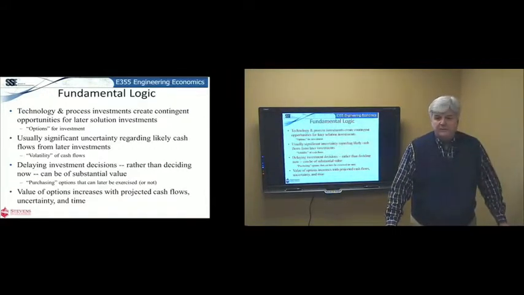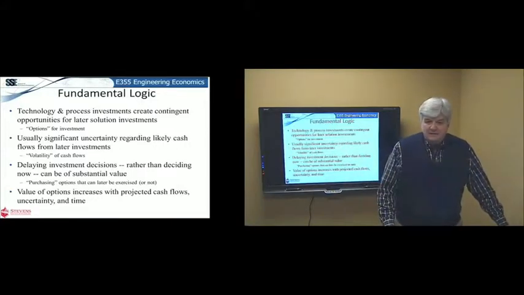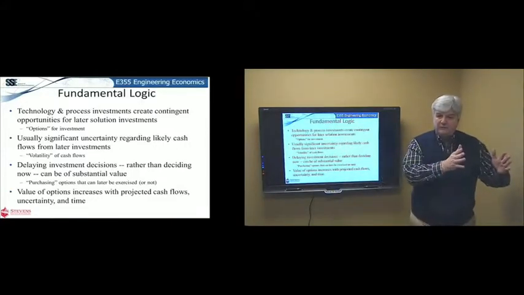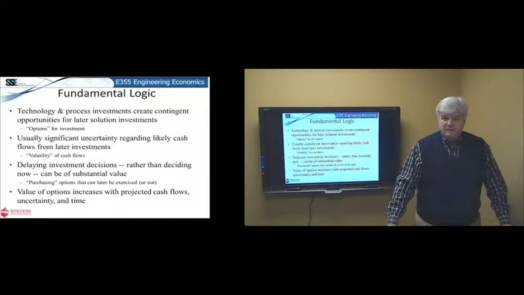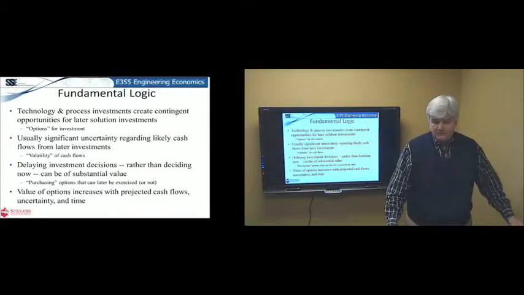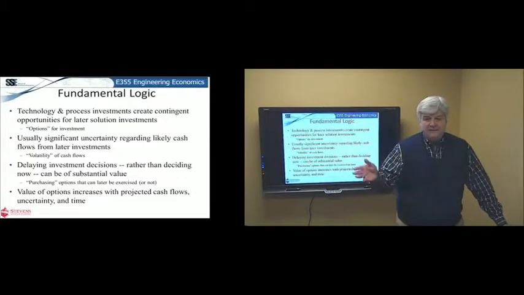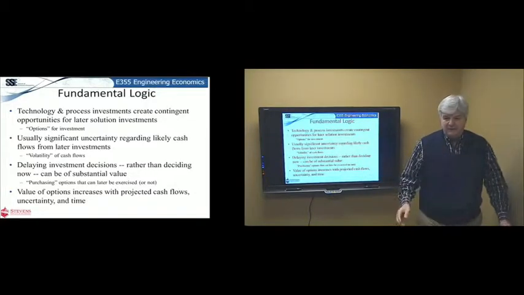Well, the answer is pretty straightforward. Remember I talked about the probability distribution that might be normal for an investment, and there's a certain portion of that normal distribution that's negative, which means you'd lose money. What if you can cut off that portion where you lose money by buying an option, and what the option is allowing you to do is to exit if it appears that that negative side is going to occur.